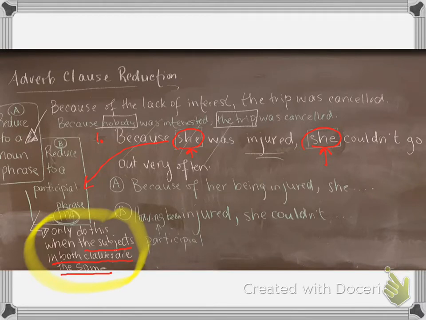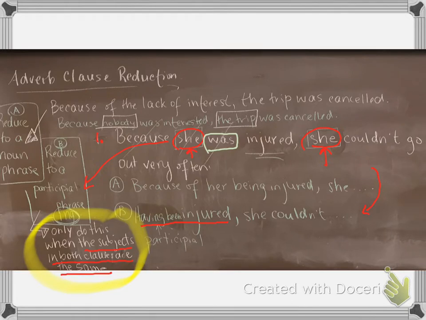Okay, so let's look down at example B. We reduce it by saying, having been injured, she couldn't go out very often. And the reason we have having here is really interesting, at least it's really interesting to me. If we look at the original sentence, this original sentence has a past tense in it. Let me just circle it for you. It's right here. She was injured.